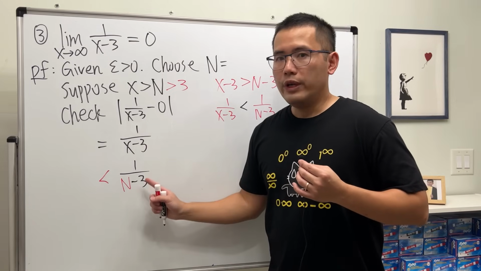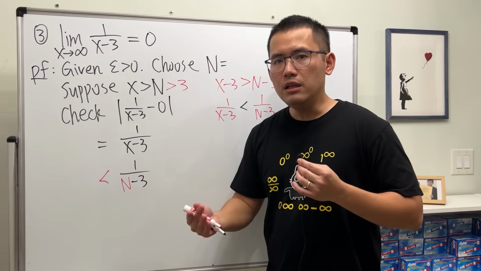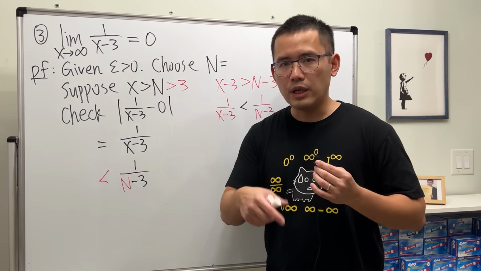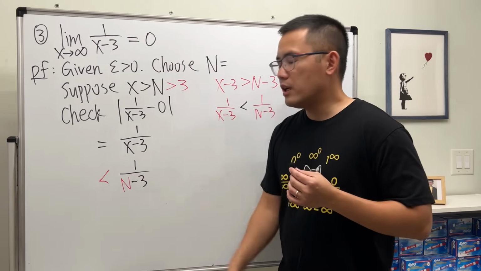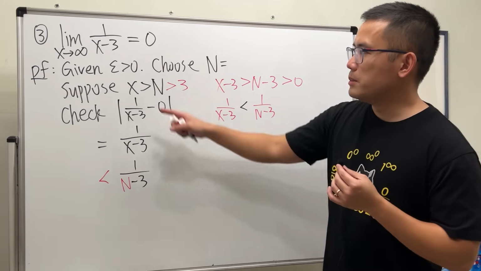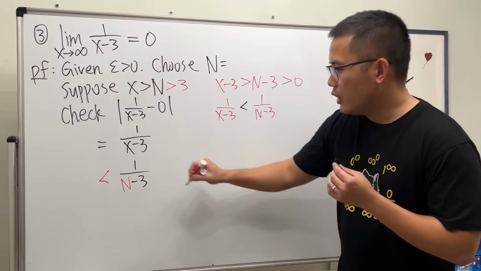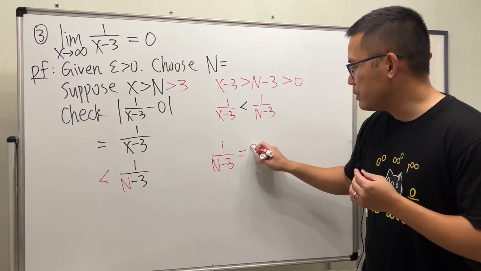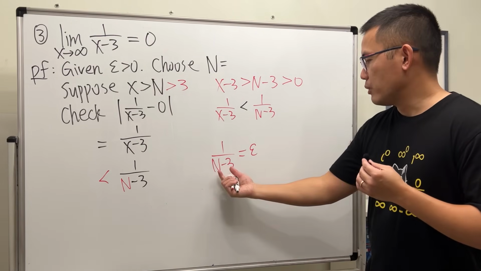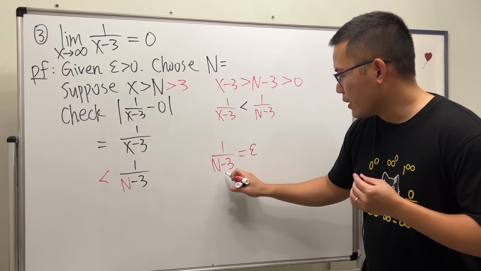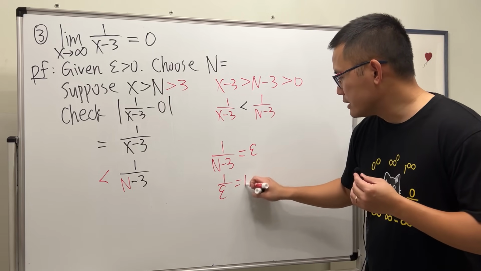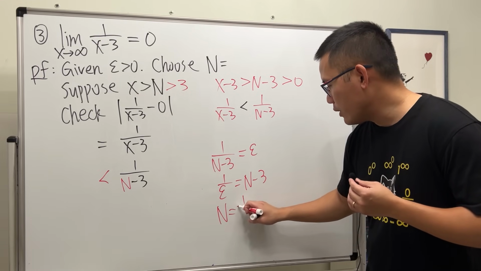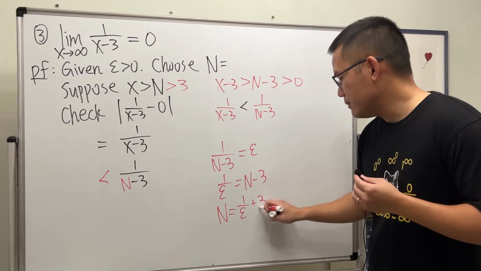Now, we have an expression in terms of n. Just like earlier, you want to have an expression in terms of delta only, so you can figure out what delta should be in terms of epsilon. Right here, we can figure out what n should be in terms of epsilon. To do so, you just write it down on the side, 1 over n minus 3, you put it to be epsilon. Multiply this, divided by that, we know 1 over epsilon equals n minus 3. Add 3 on both sides, capital N equals 1 over epsilon plus 3.